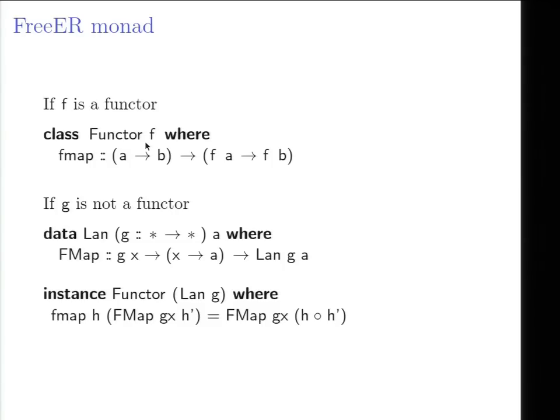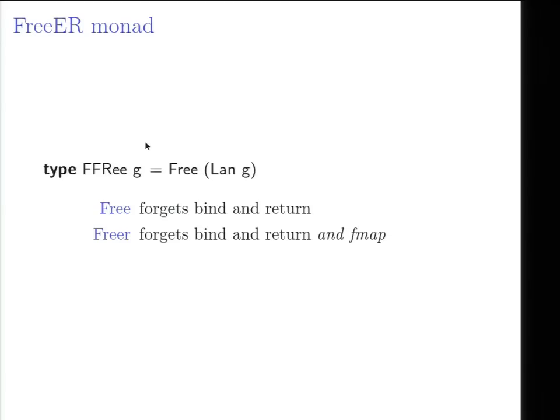And well, this is a left Kan extension. And our free monad is actually, this is the equation that defines it. It's a left Kan extension of this original monad. So that's why the functor constraint disappears.